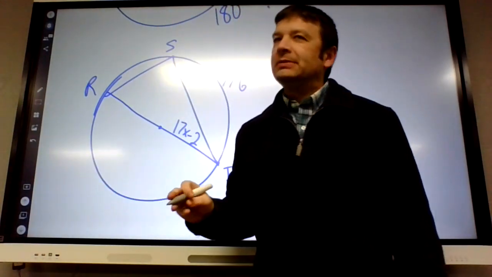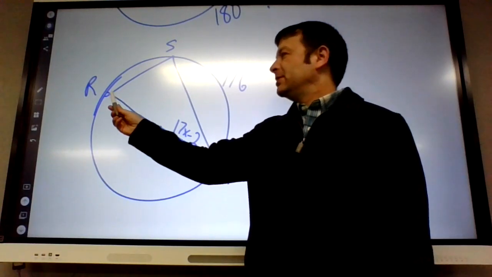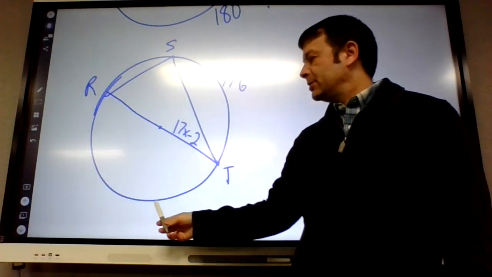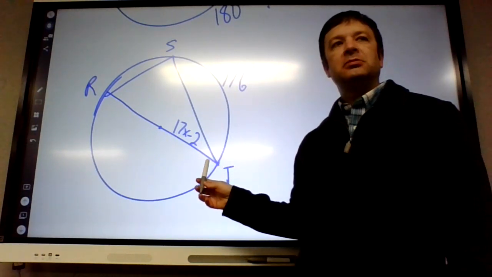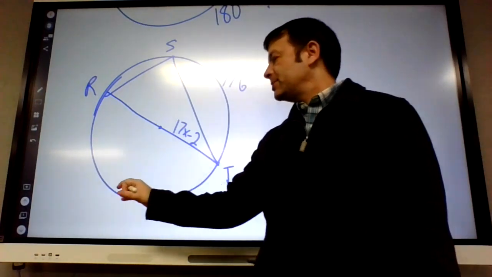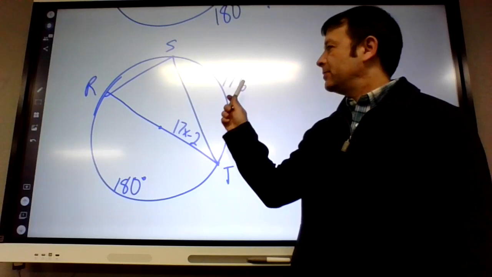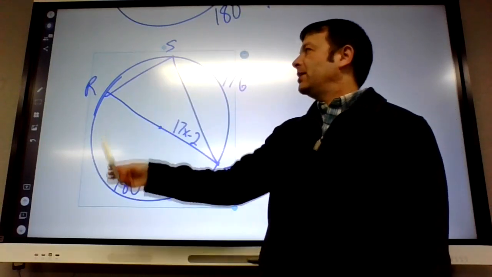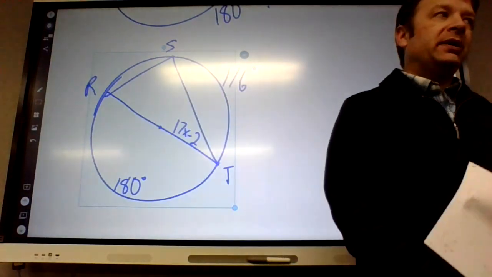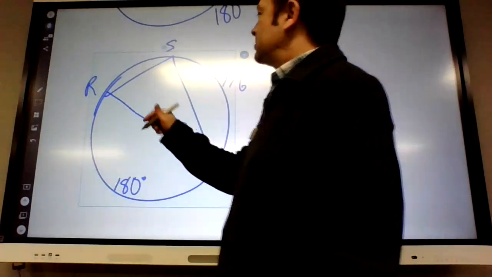Okay. Shannon, any ideas? How about this arc? What would this arc have to be? 180. Yeah. Same as the last time. That's a diameter, so this has to be a 180 degree arc. So 116, 180, and that arc RS have to add up to 360. 360 minus 296 is 64?